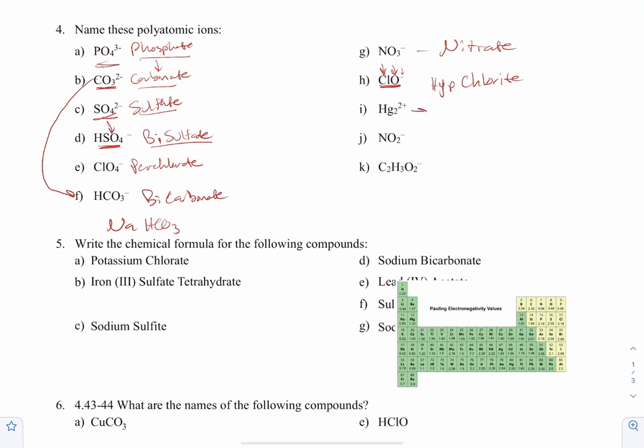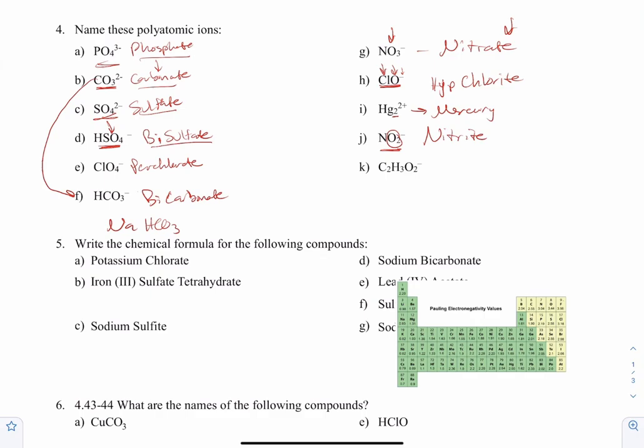All right, and this one's pretty easy. This one's just the mercury ion, so we just call it mercury. There's not much more you need to know about that one. Just remember that there are 2 of them attached to each other, not 1. All right, so now we've got this one. If this one was nitrate, we're down 1 oxygen. Since we're down 1 oxygen, I'm going to call this nitrite. Nitrite is 1 less oxygen than nitrate.